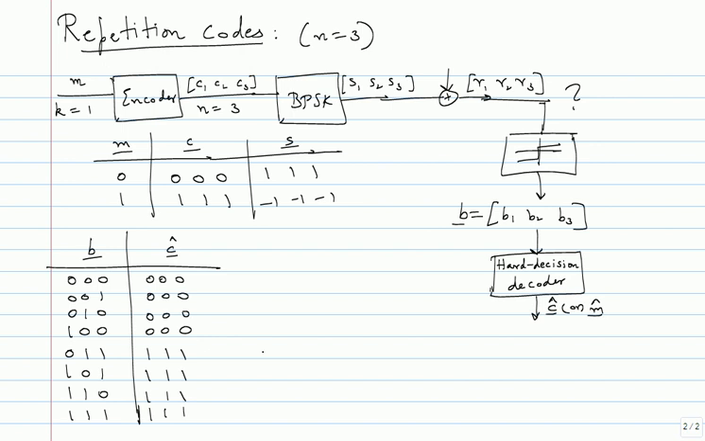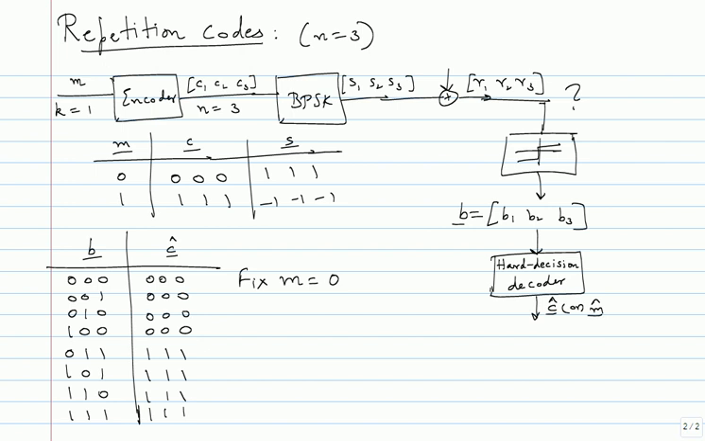I'm going to give you a couple of minutes to figure out the probability of bit error for this decoder. It's very easy. To help you a little bit, just fix m equals 0. First thing you do is fix m equals 0. Don't play around with both possibilities. So you're sending 0, 0, 0.